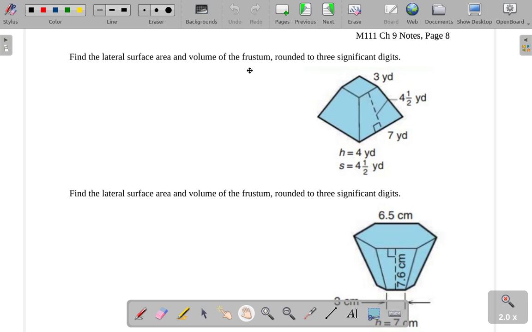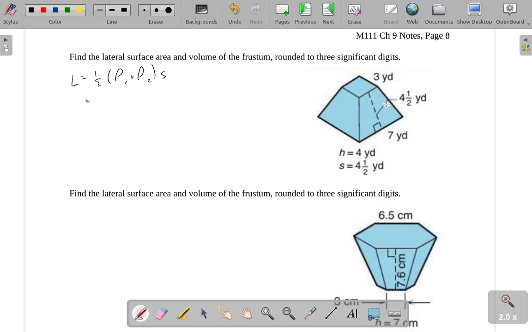Find the lateral surface area and volume of the frustum rounded to 3 significant digits. Alright, so the lateral surface area of a frustum, just pulling this from a formula sheet, the lateral surface area of the frustum of a pyramid is 1/2 (P1 + P2) times S.